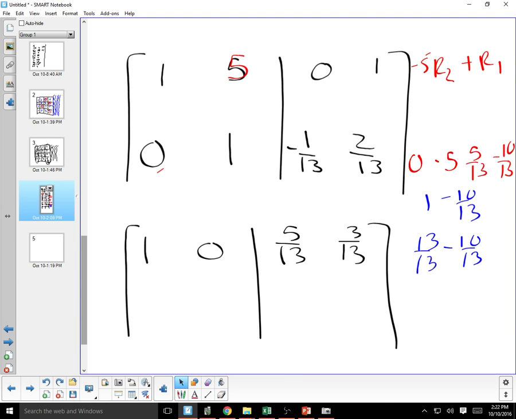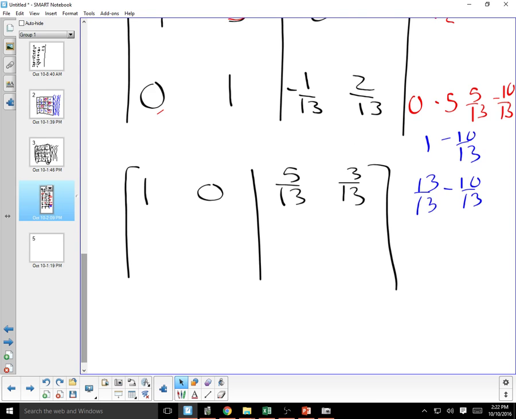All right, let's finish this up. Now, did the bottom change? No, it didn't change. So we've still got 0, 1, negative 1/13, and 2/13. We got the inverse matrix. Now, technically, we should check it right now. We're not going to. Just plug it in.